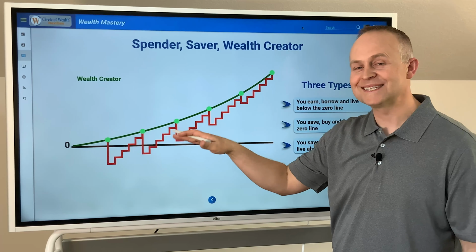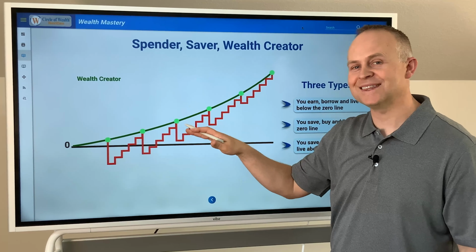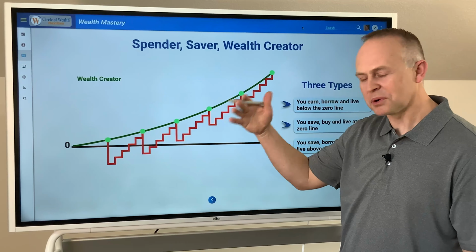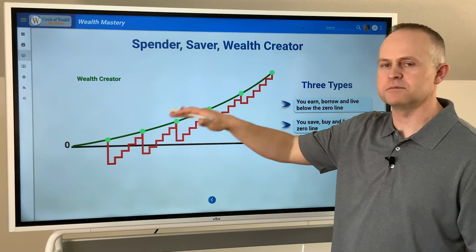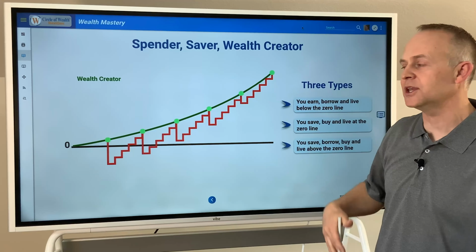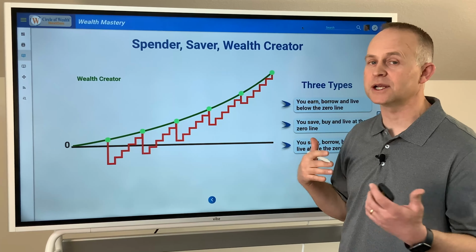But anyway, the point is, this is crucial. Don't forget this picture. Have this picture just branded into your brain that you want to be a wealth creator. You want your money to grow uninterrupted compounding, and you want to use somebody else's money at a lower rate.